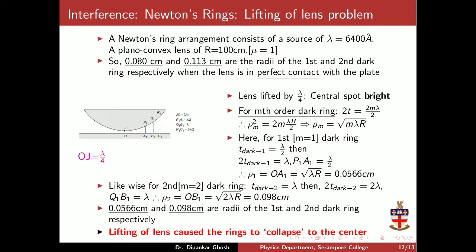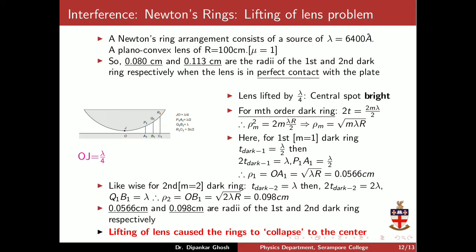A thin film was used whose surfaces were not parallel. We found the conditions of maximum intensity and minimum intensity both in reflection, and it was discussed what the condition will be when the rays are transmitted. We found the conditions, then we found out the fringe width for a wedge-shaped film. Finally, we dealt with Newton's ring.